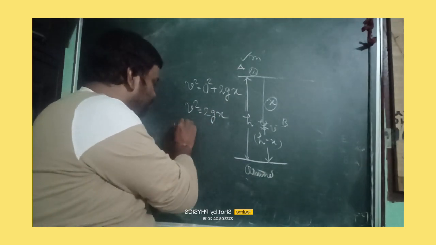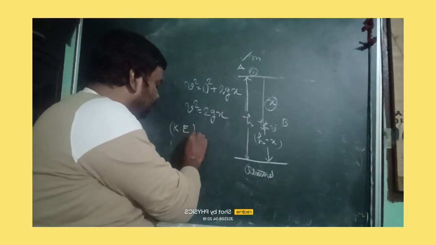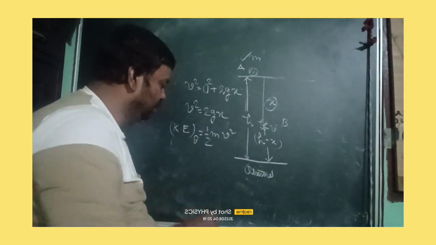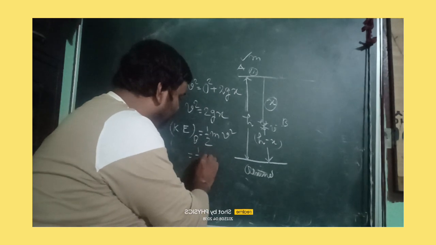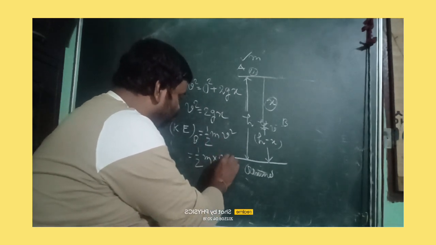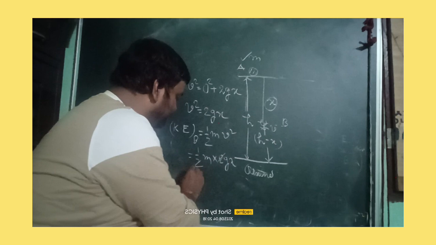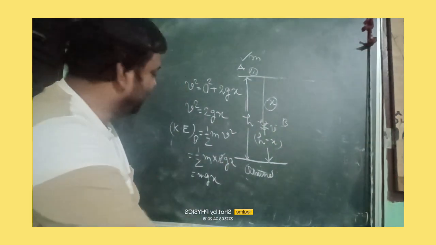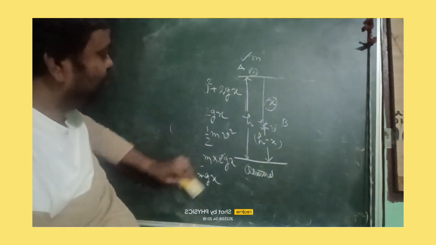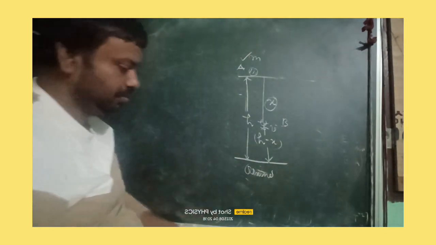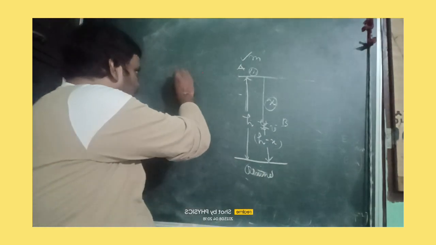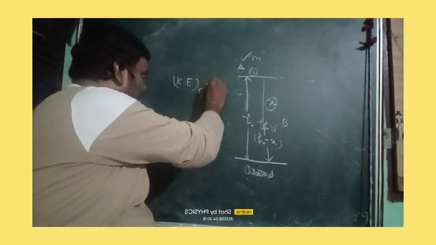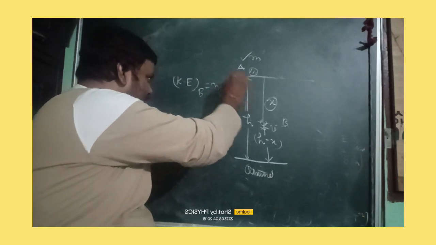Now the kinetic energy at the point B is equals to half m into v square. That is equals to half m into 2gx. The 2 cancels out, we have mgx. Okay. Now we have the kinetic energy at the point B is mg into x.